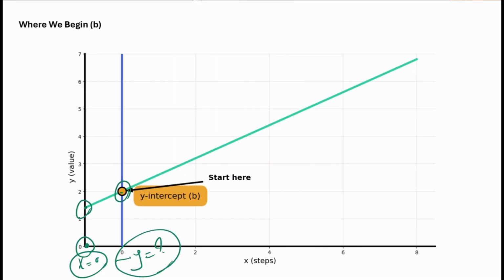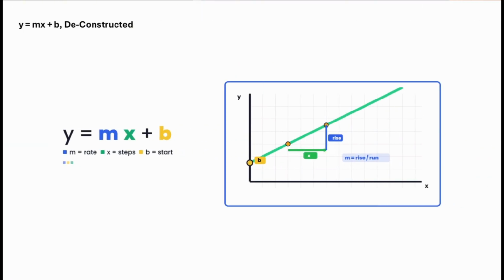The y was the y-axis. It means, what is the intersection of my line and the y-axis? Is it here? Based on that, I have the intercept, or the starting point, that we call b. At the end, by combining everything together, I have y equals mx plus b.